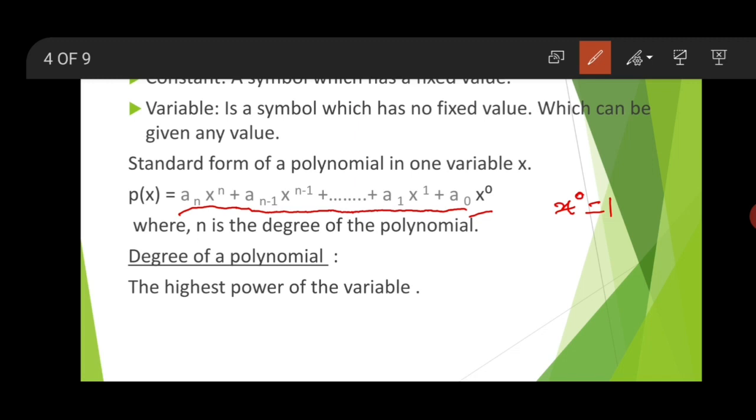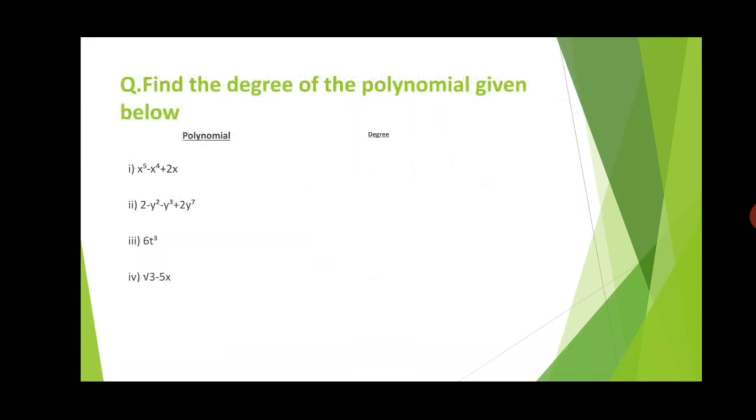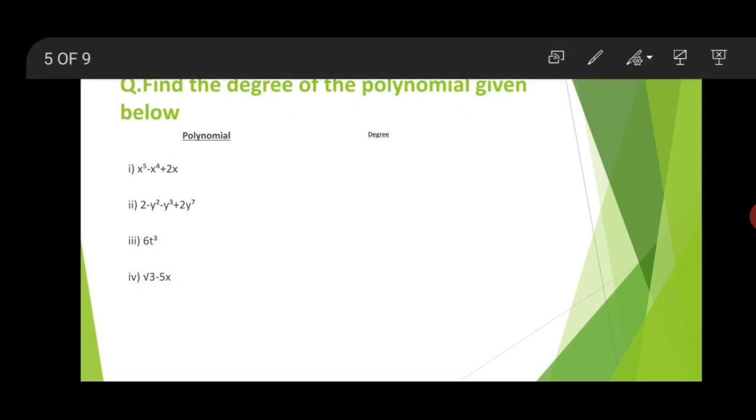Yes, where n is the degree of the polynomial. What is the degree of a polynomial? Yes, just recall. The highest power of the variable is known as the degree of the polynomial. Okay. Now find the degree of the polynomials given below. See, I gave 4 polynomials here. You have to write the degree of each polynomial.